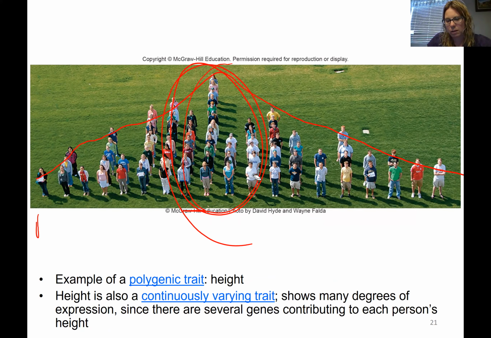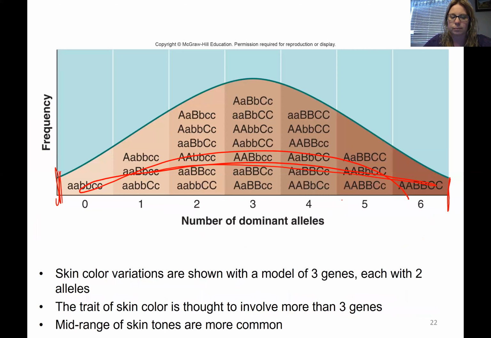They're continuously varying and also influenced by environment. Okay, so for example, if this very tall person here did not have access to adequate nutrition, and did not have the protein, vitamins, and minerals needed to achieve that height, he may be more down over here. So environment does play a role in some of this.